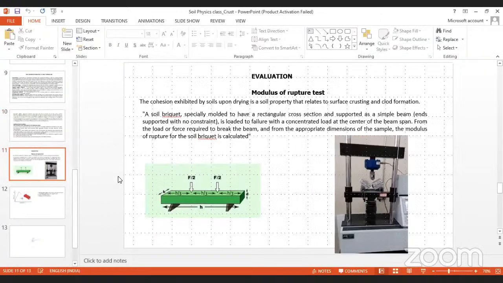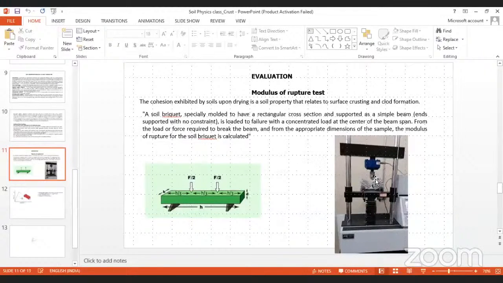Now, how do we measure soil crusting in the lab? For that, we have to form a soil briquette like this, which has a definite length, width, and breadth, and we place the soil briquette under a force. Through this machine we are applying force on the soil briquette, and we can measure the force digitally.